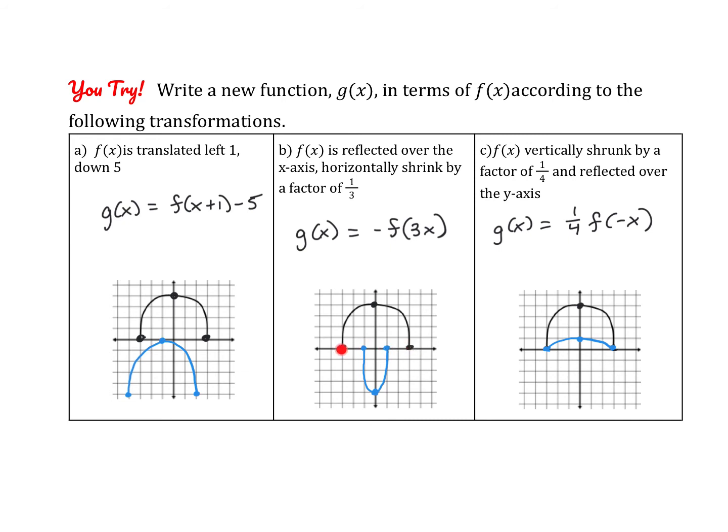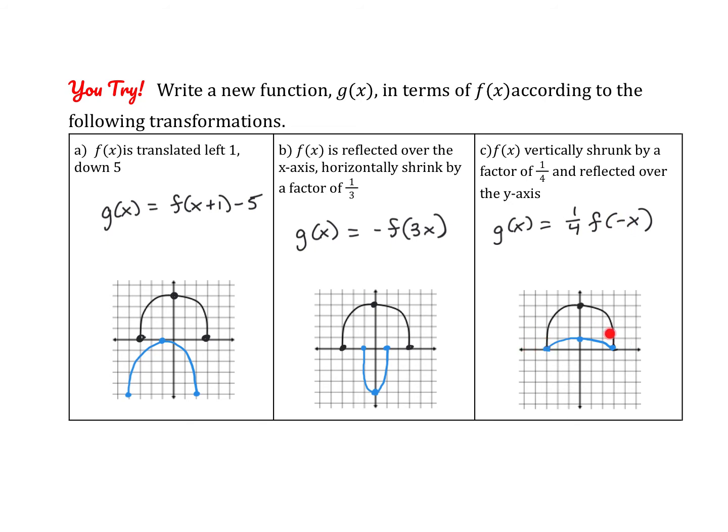So you take any x value and you multiply it by 1/3, and then you reflect any coordinate over the x-axis. So anything that's on the x-axis stays in the same spot. And this last one, a vertical shrink, you multiply your entire function by 1/4, and then to reflect over the y-axis, you multiply x by -1, because that is a horizontal reflection.